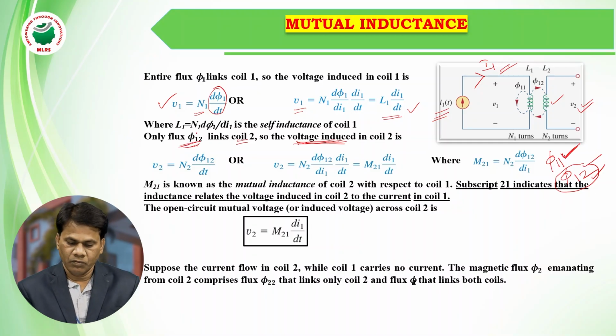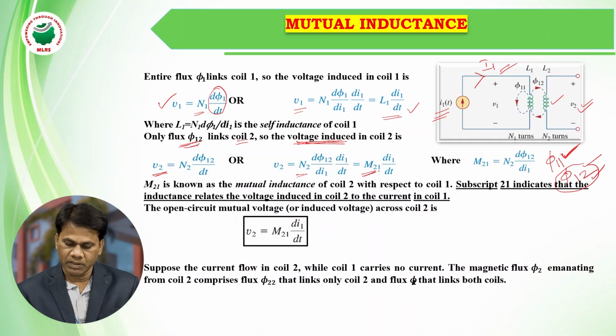So the voltage induced in coil 2, V2, is given by the number of turns in coil 2, that is N2, times the rate of change of the flux linking with coil 2, that is d phi 12 by dt. This can be written as N2 d phi 12 by di1 into di1 by dt.